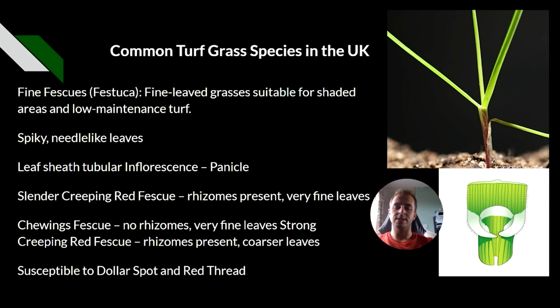Another common grass is the fescue family. These are fine leaf grasses which are suitable for shaded areas and low maintenance turf. These are spiky, needle-like leaves. And there are a few different types. So, for example, the slender creeping red fescue has rhizomes present and very fine leaves. A chewings fescue would have no rhizomes and a very fine leaf. Strong creeping red fescues would have rhizomes present and a coarser leaf. These are massively susceptible to dollar spot and red thread.